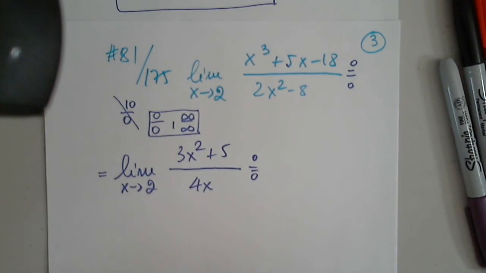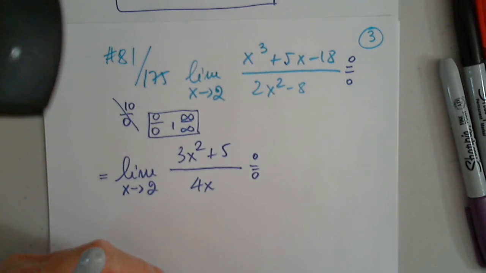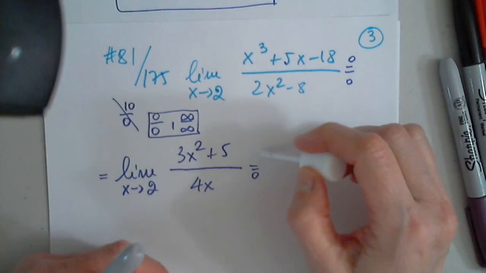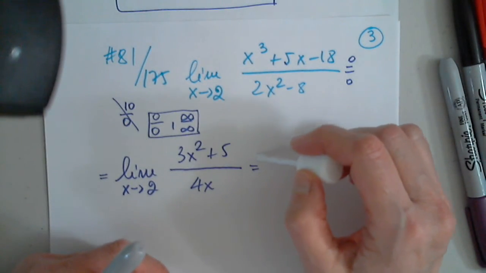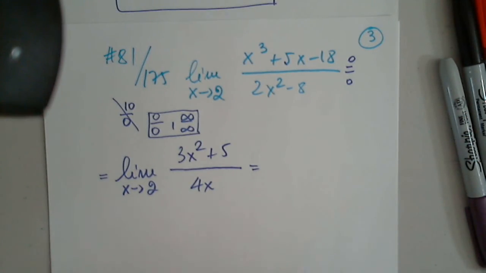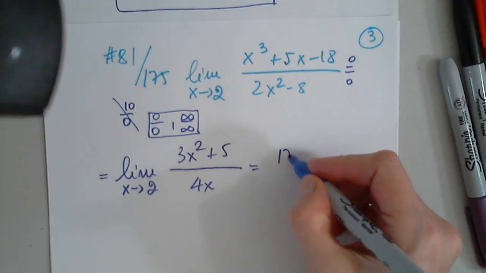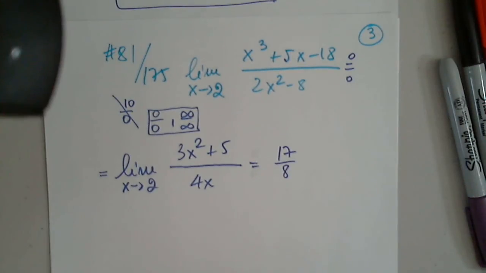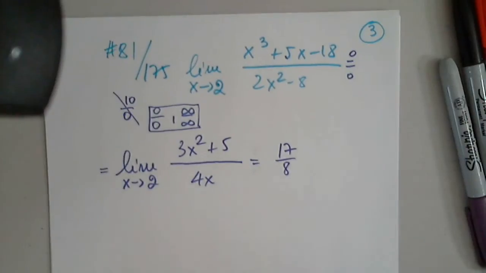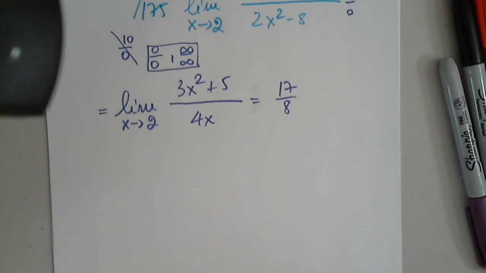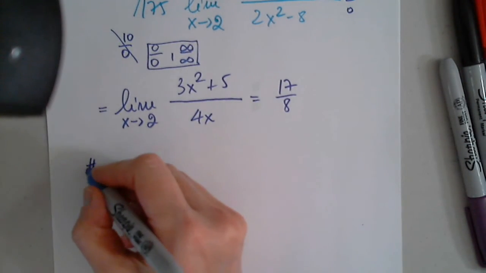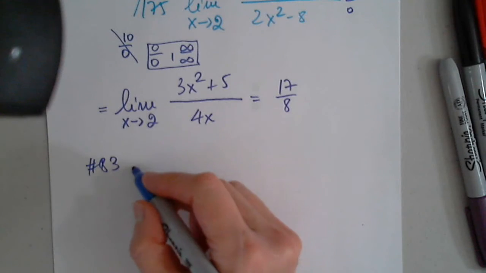So what do I get then? Very good. 17 over 8. Done. Pretty nice, isn't it? L'Hopital's rule. Okay, let's look at one more, and that's good enough, I think.